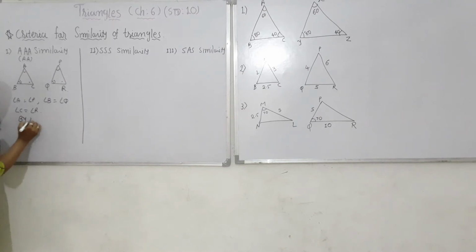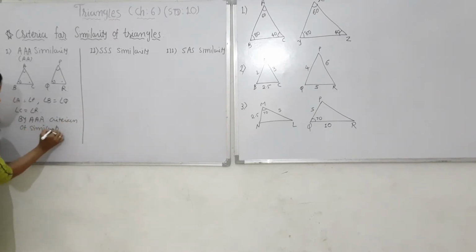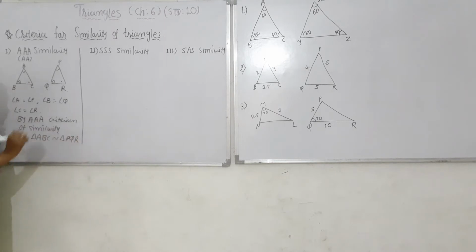So you can say by AAA criterion of similarity, triangle ABC is similar to triangle PQR.